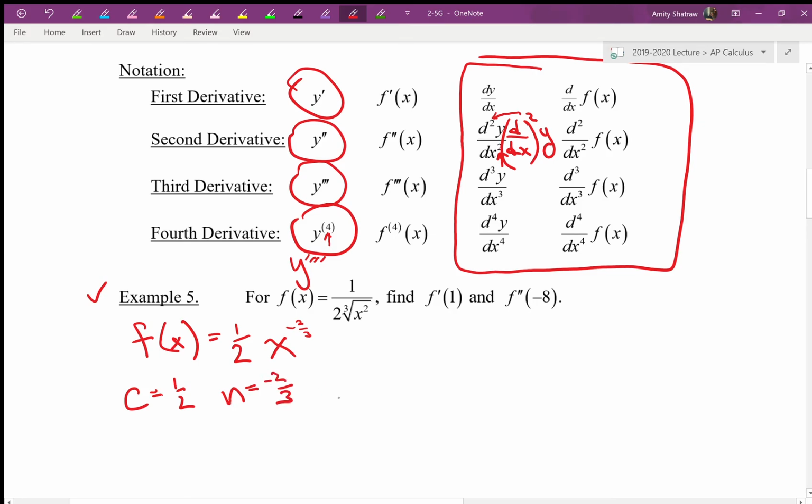Yay. What about n minus 1? Because I do need to decrease that by 1. I will say that it is negative 2/3, and I'm going to take away something that is equivalent to 1 that has the same denominator as what I have. So I'm going to end up with a negative 5/3.